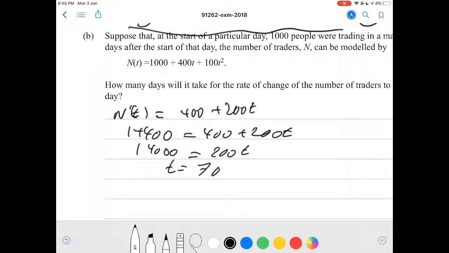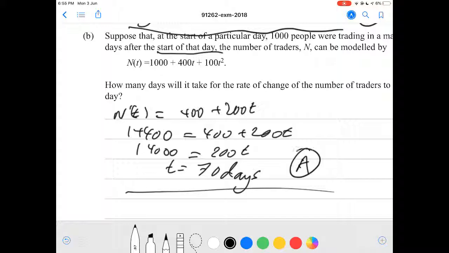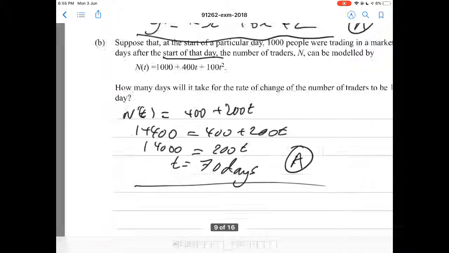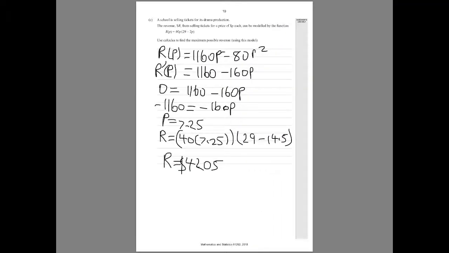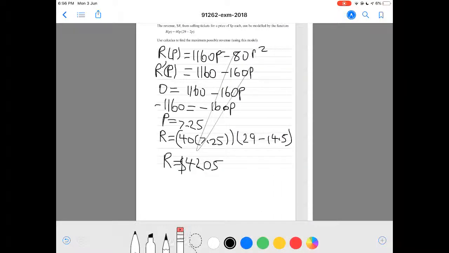And it's at the start of the day, so it's in days, okay? So it's 70 days, okay? And getting all the way up to here, 70 days will get you an achieved grade, okay? So 2 easy achieved questions. Alright, next question. Next question, let me erase it first.